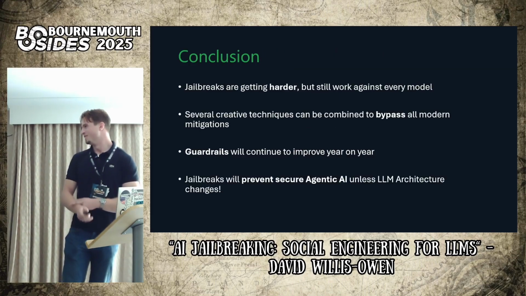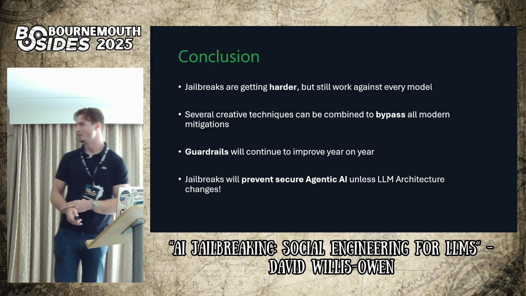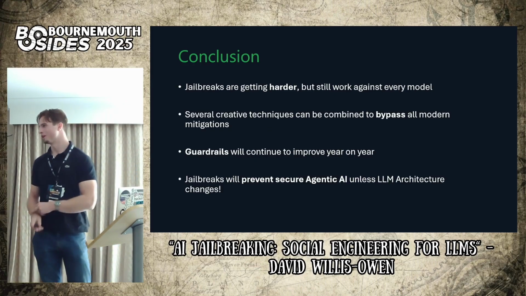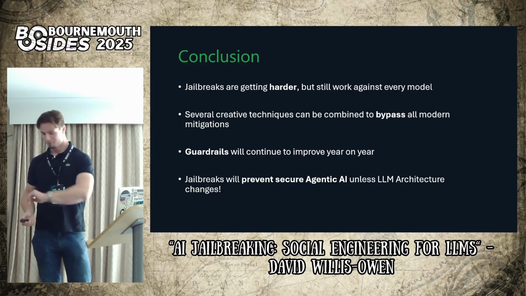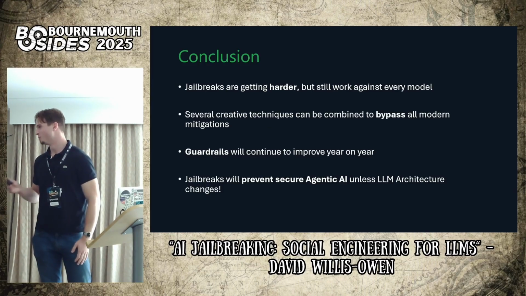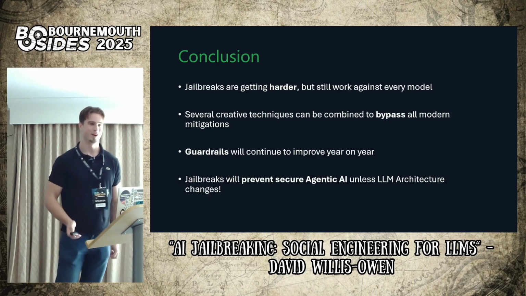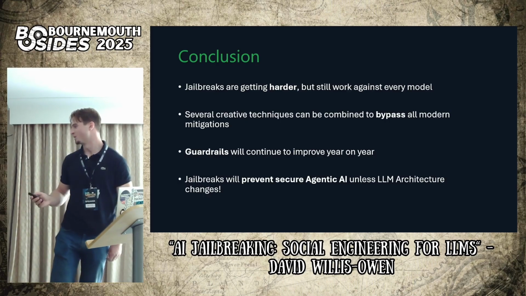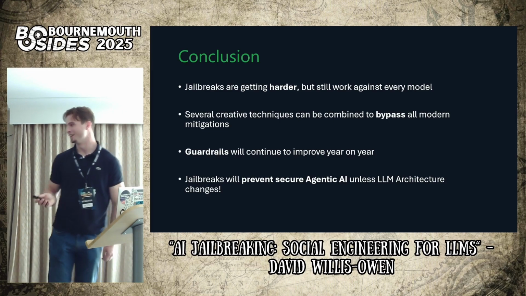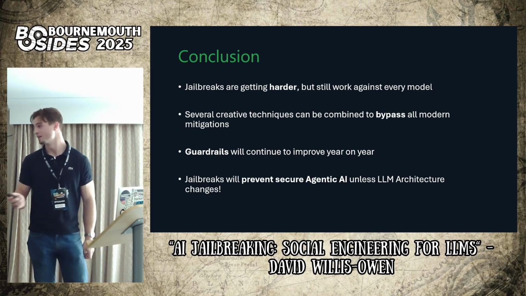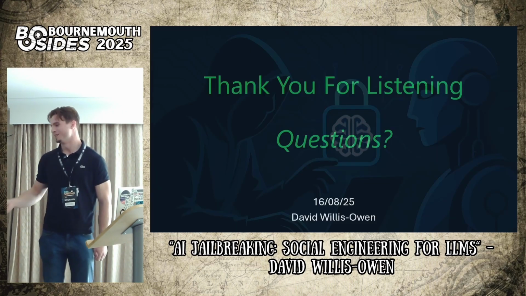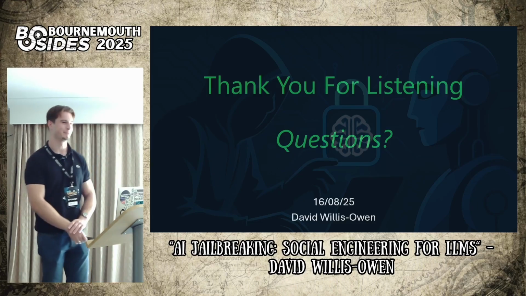So in conclusion, jailbreaks are getting harder. They still work against every model if you work hard enough for them. We can combine several creative techniques to bypass all modern mitigations. Guardrails will continue to improve year on year, but in the meantime, jailbreaks will prevent secure agentic AI unless their underlying architecture changes. Thank you for listening, and I'd like to open the floor for any questions.